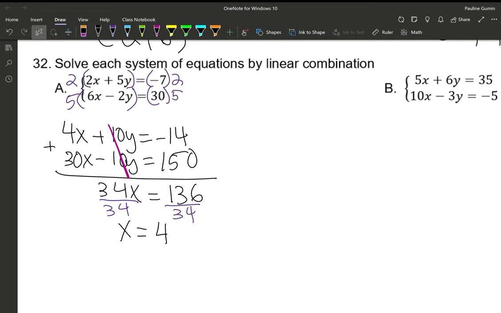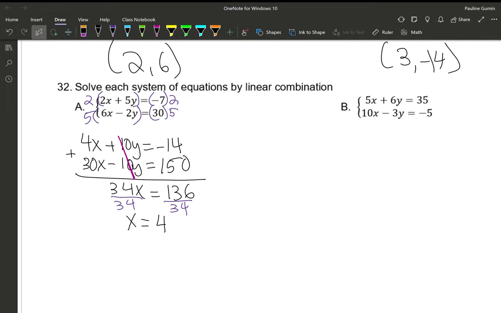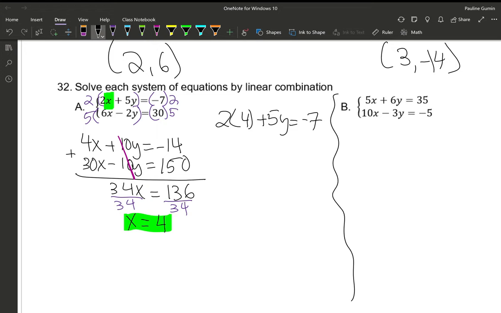x equals 4. Now to find y, you really could use any of the equations that you feel like using. What do I feel like using? I feel like using the top one right now. Why? I don't know. Why not? So instead of x, which we got as 4, in the top one I'm going to plug in the number. So 2 times 4 plus 5y equals negative 7. I always recommend using the original version of the equation.